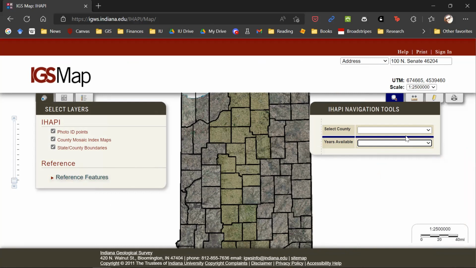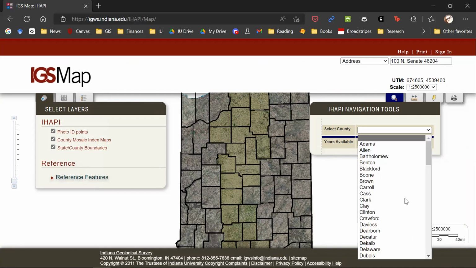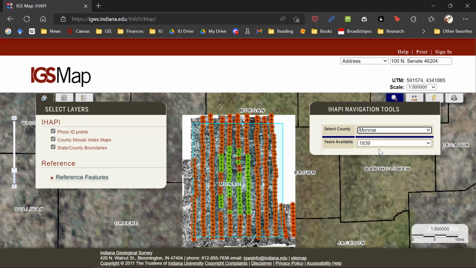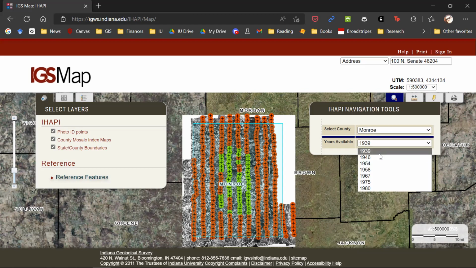So what you're going to do is select Monroe County. Then you are going to zoom in and look at the imagery as it changes over time. You're going to go from 1939 to 1958 to 1967 to 1980. Then I want you to talk about what changes you're seeing in Monroe County at that time, and where the change is located. I'm not going to spoil that for you.